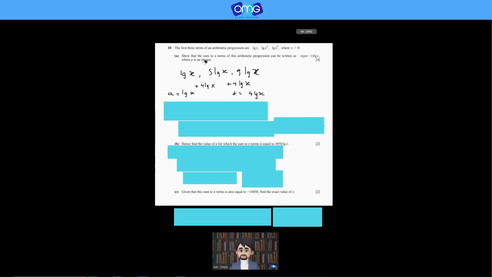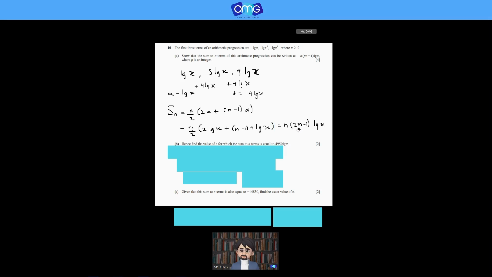They're asking for the sum of n terms, so Sn equals this formula, and we substitute into it. We simplify and get n times (2n minus 1) lg x. Hence find the value of n for this one. So we substitute here, and the answer equals 4950 lg x, so lg x can be crossed out.